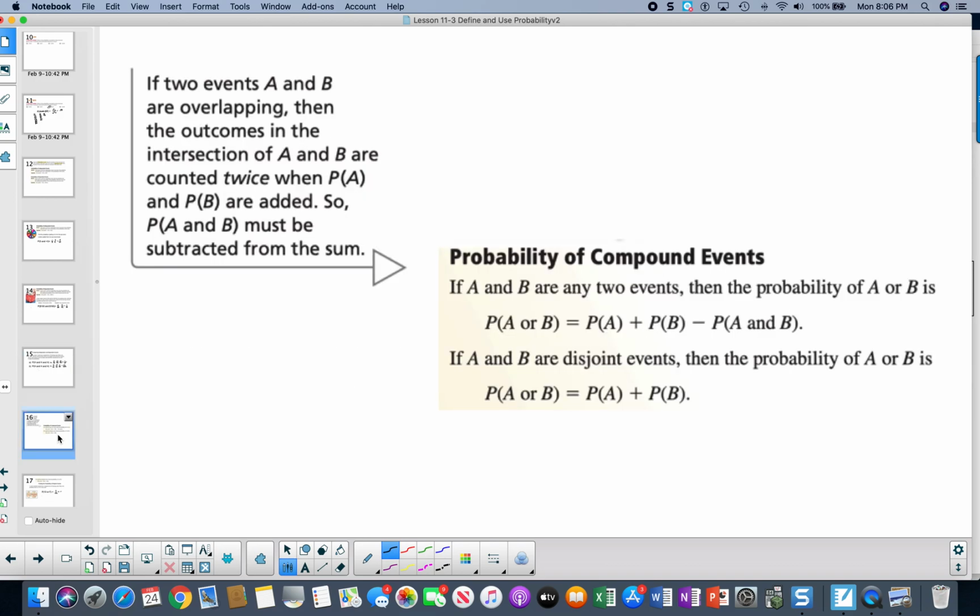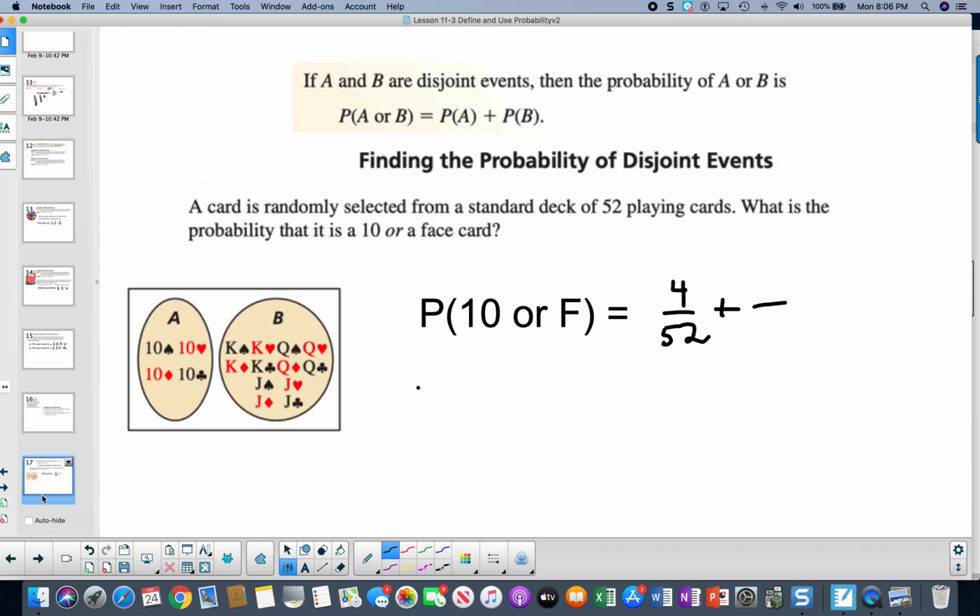Let's take a look at compound events where we use the word or. And we have a formula when your events A and B are overlapping, and when your A and B are disjoint. They're not overlapping, they're separate from each other. So let's take a look at disjoint. We'd like to find the probability of getting a 10 or a face card. Now this is disjoint. 10s and face cards don't share anything in common.